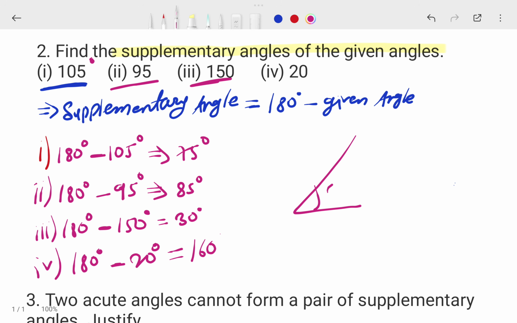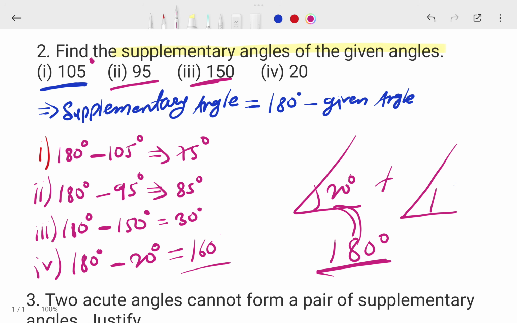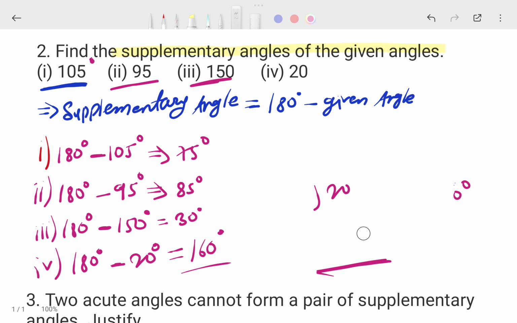This is the one angle which is 20 degree. What should the other be to make it supplementary? The supplementary is 180, so 180 is already given. If you subtract from here, you will get 160, meaning this angle should have to be 160. Then only it is going to be 180. So is it clear or not? I hope the second question is clear for you. If it is clear, now we will go to our third question.